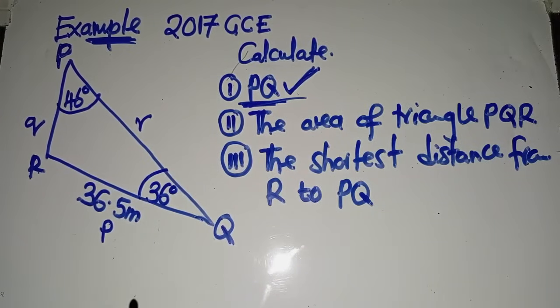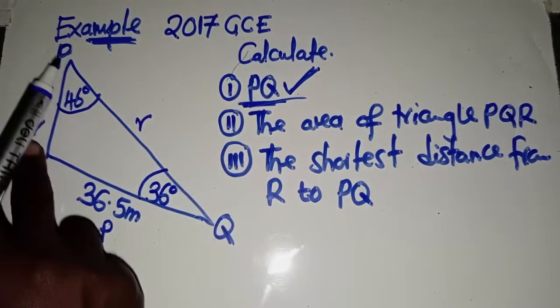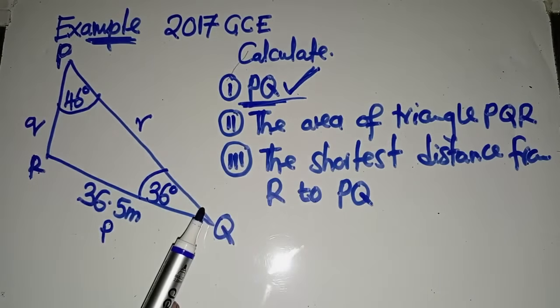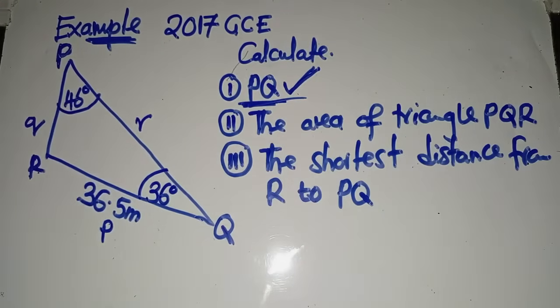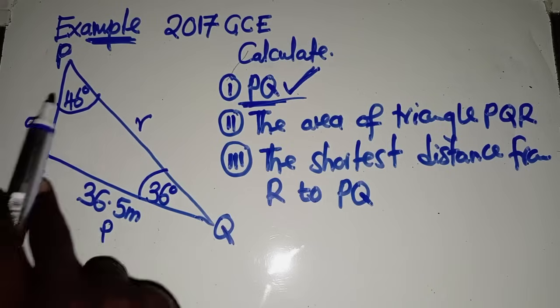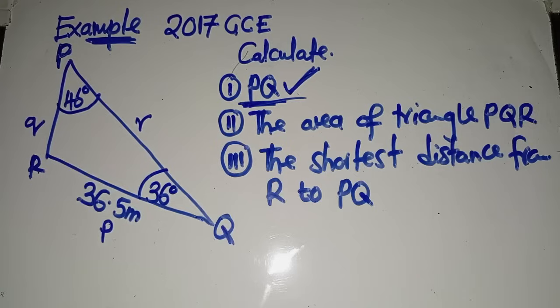Which formula are we going to use? First of all, we are told to find the PQ. PQ, it is this length that we are told to find. The question is, do we have another angle? Just notice that whenever you are given 2 angles, you know that angles inside the triangle add up to 180. So what you need to do, you just need to add the 2 and subtract from 180.